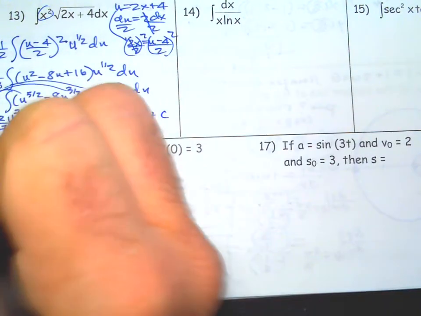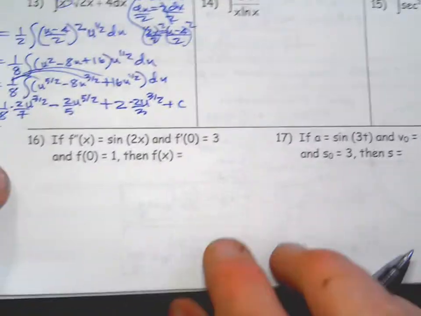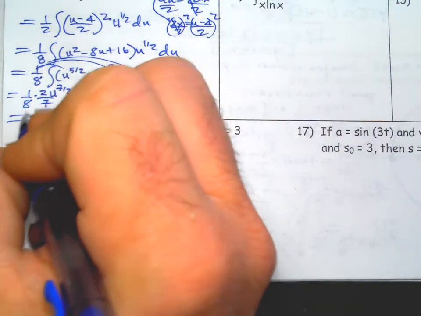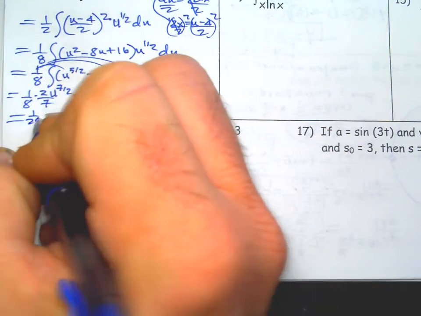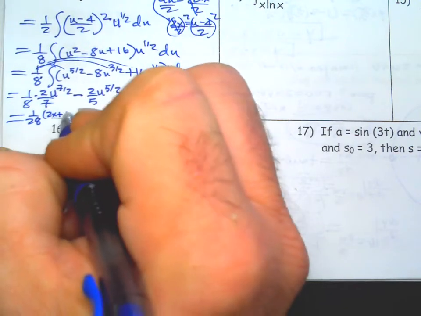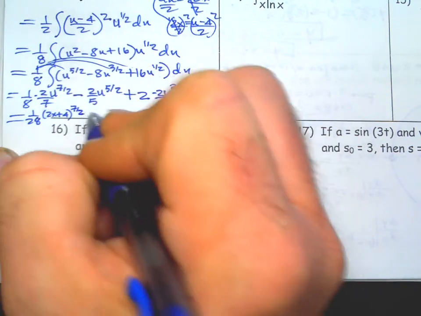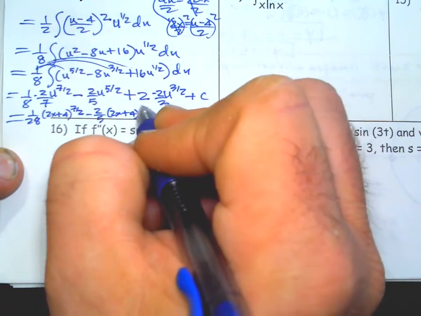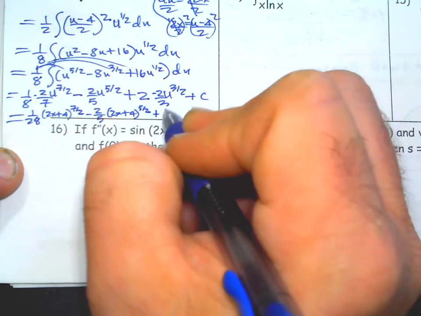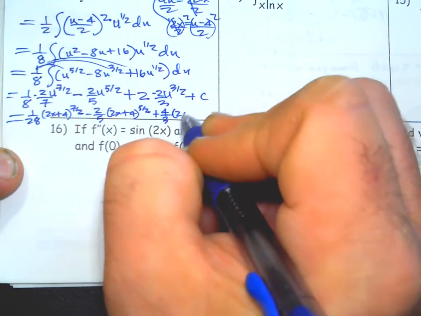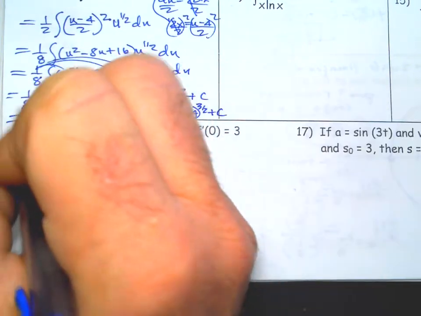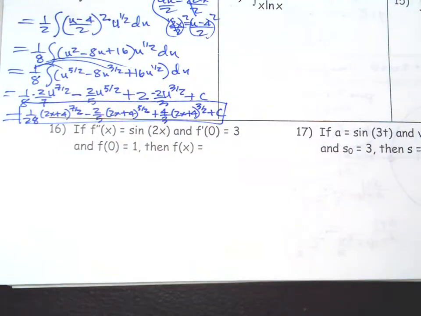And then we got to rewrite it back in terms of the original variable. So this is going to be 1/4. This is going to be 1/28, 2x plus 4 to the 7/2, minus 2/5, 2x plus 4 to the 5/2, plus 4/3, 2x plus 4 to the 3/2, plus c. Okay, that was a little crazy.